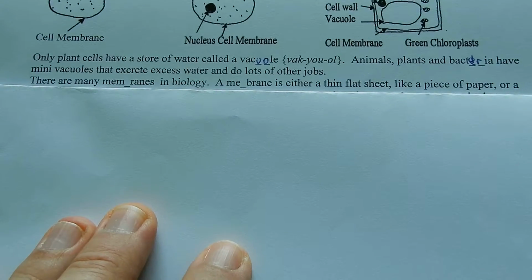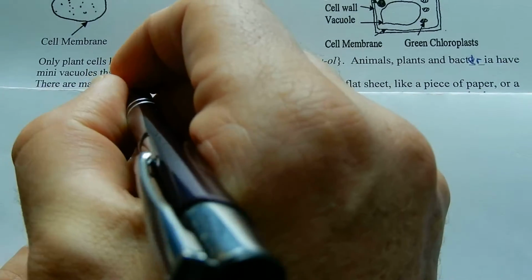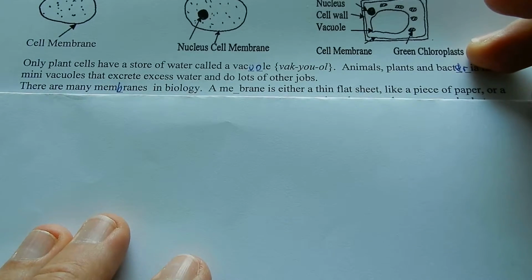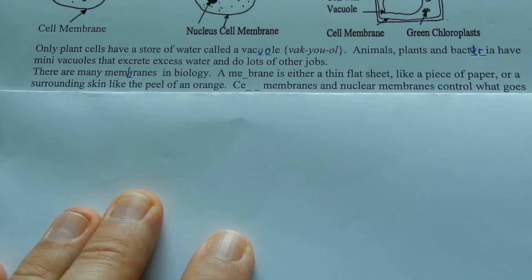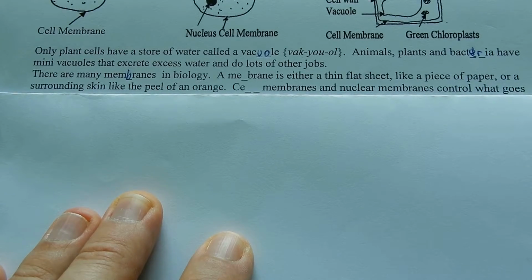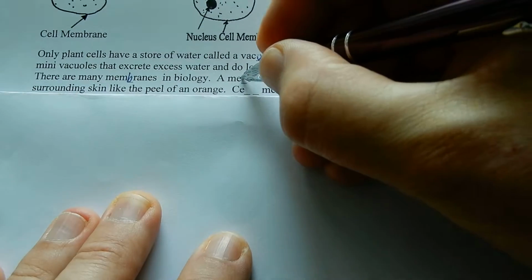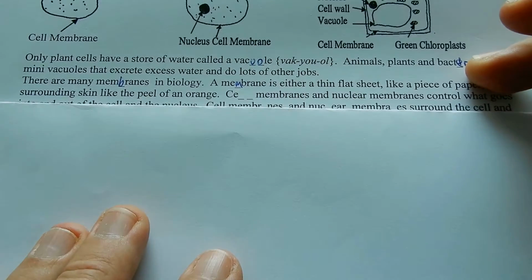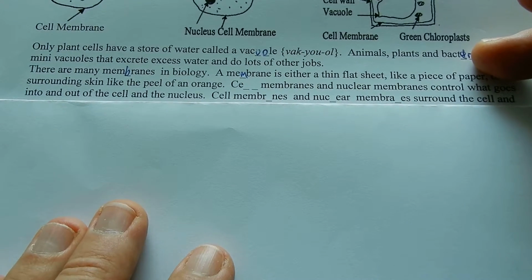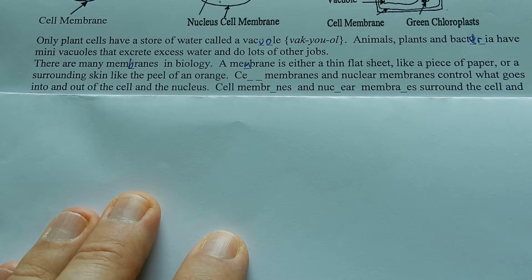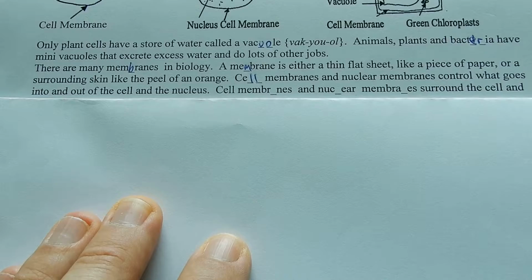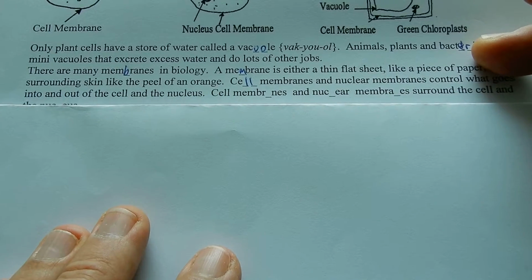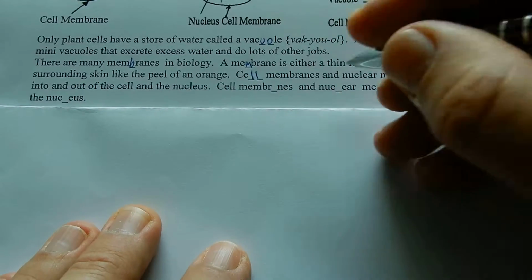There are many membranes in biology. A membrane is either a thin flat sheet like a piece of paper or a surrounding skin like the peel of an orange. Cell membranes and nuclear membranes control what goes into and out of the cell and the nucleus. Cell membranes and nuclear membranes surround the cell and the nucleus.